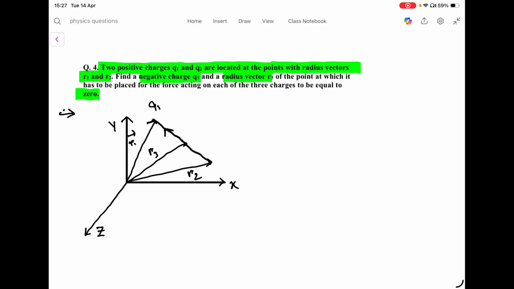So it will be q3 and it will be q2, right? And this is r3 vector, this is r2 vector. Okay, if the direction is here, what will be this position vector? R2 vector minus R3 vector, right? This vector is R3, this vector is R2, so this will be R2 minus R3. And what will be this? This will be R1 minus R3 vector.